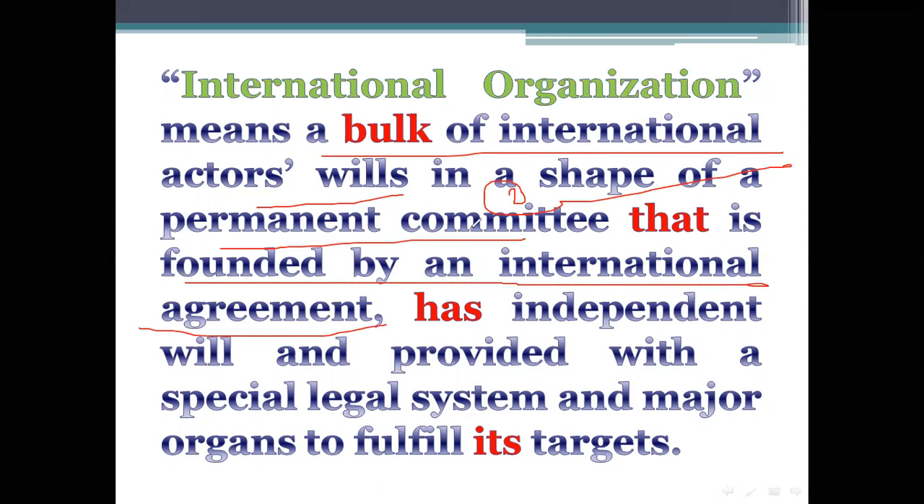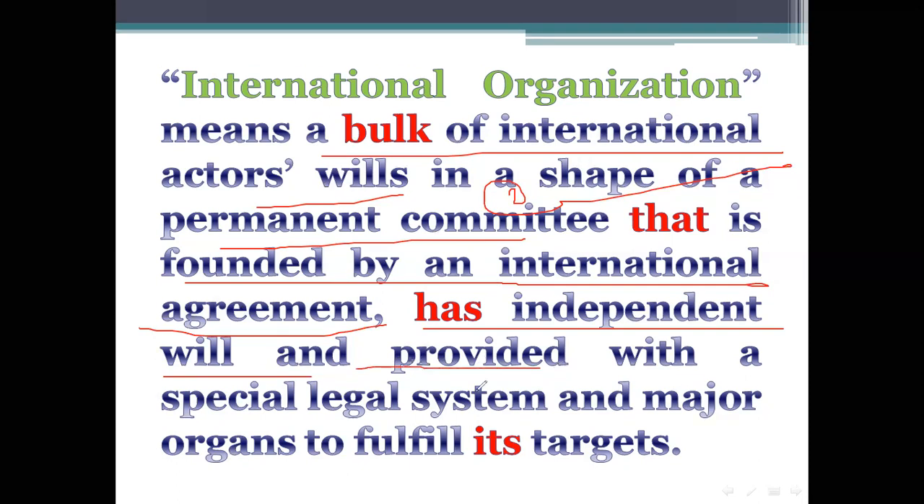Then also, this committee or this gathering of wills has an independent will. So the acts that are made, the resolutions that are issued by the international organization, are not attributed to the states that constitute the international organization. These resolutions are attributed to the international organization as a permanent committee, not to the states from which the international organization is established.